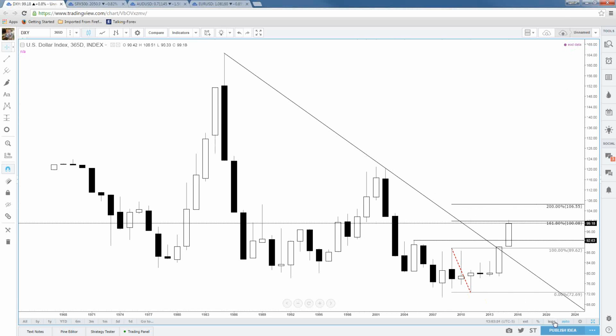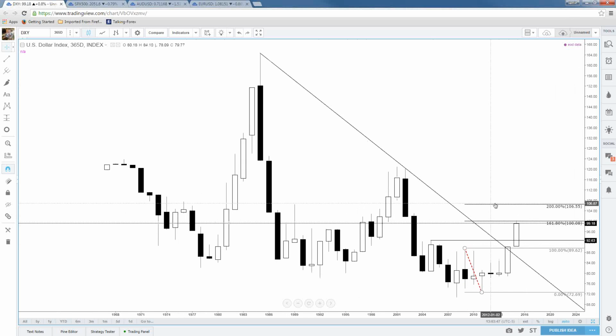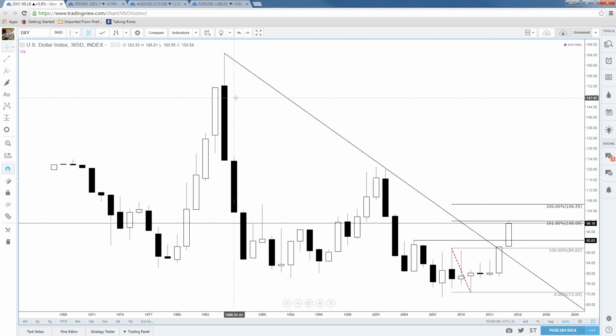For example, this is on arithmetic scale. As you get down towards the bottom of the chart, a move down here in the 70s is obviously a much different move and a greater percentage move than something up in the 150s. Okay, so I'm sure that makes sense. But here's the US dollar index, the ICE dollar index.